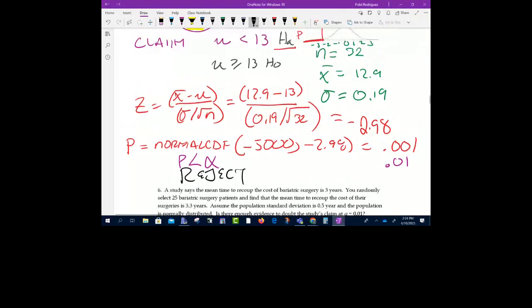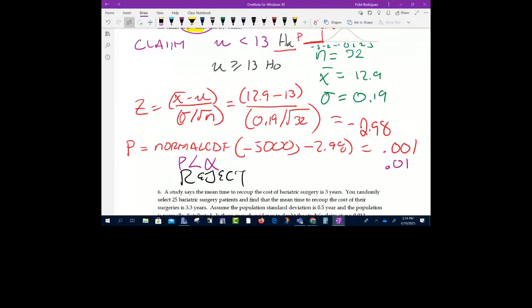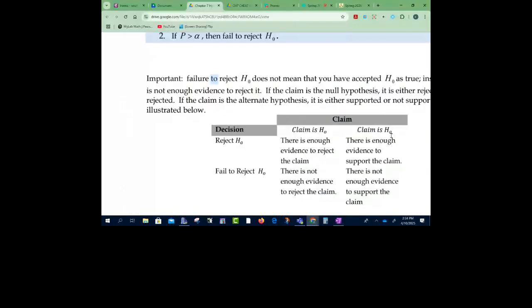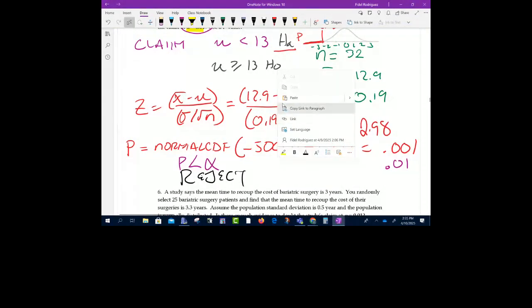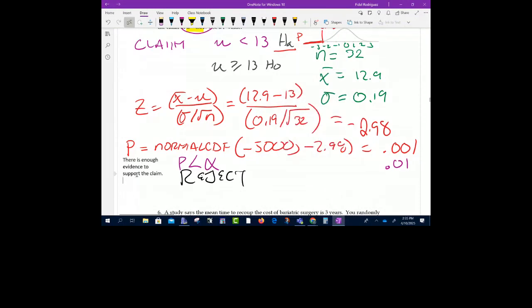Was my claim the Ha or the H0? The claim was the Ha. So let's come back over here, y'all. When the claim is the Ha and we reject it, we're going to say there is enough evidence to what? Support the claim, right? I don't know if it'll let me do it, but if it does, I'll drop it right there. There's enough evidence to support the claim. That's all you have to do, right?